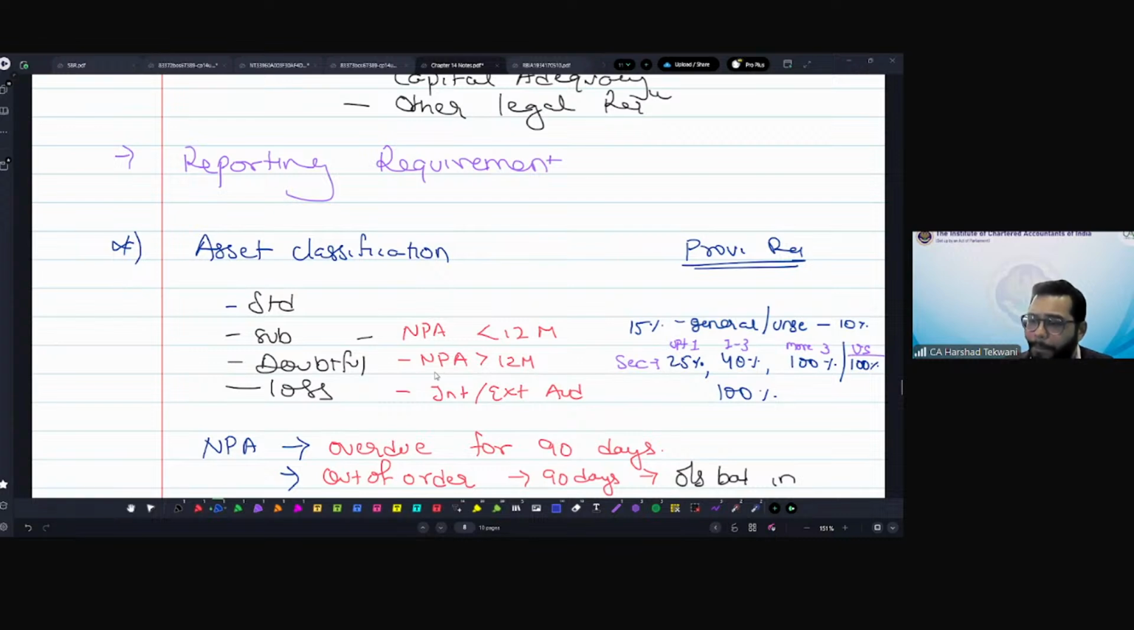Clear? So that is for the substandard. Any doubts till now? Now, what was for the standard? What was for the standard?